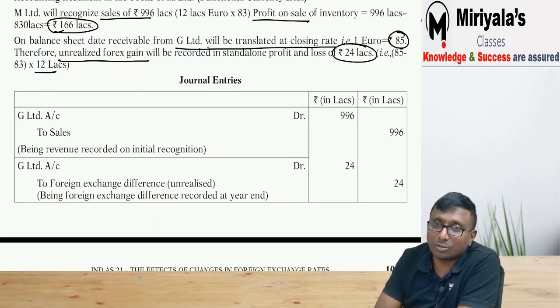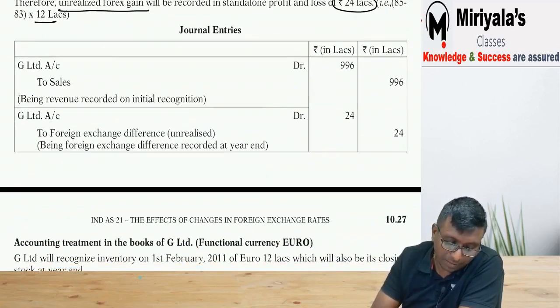2 lakh rupees is the difference, no? Extra, in addition to the profit. Okay. Now, G Limited account debit to journal interest.